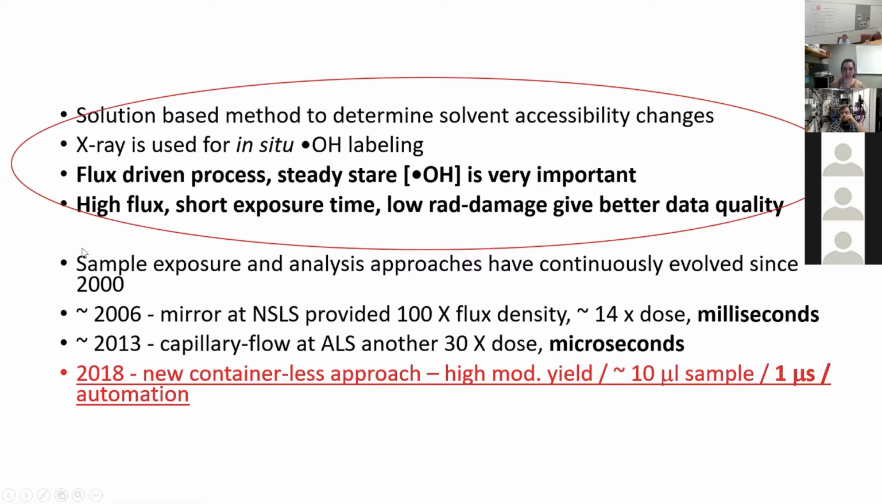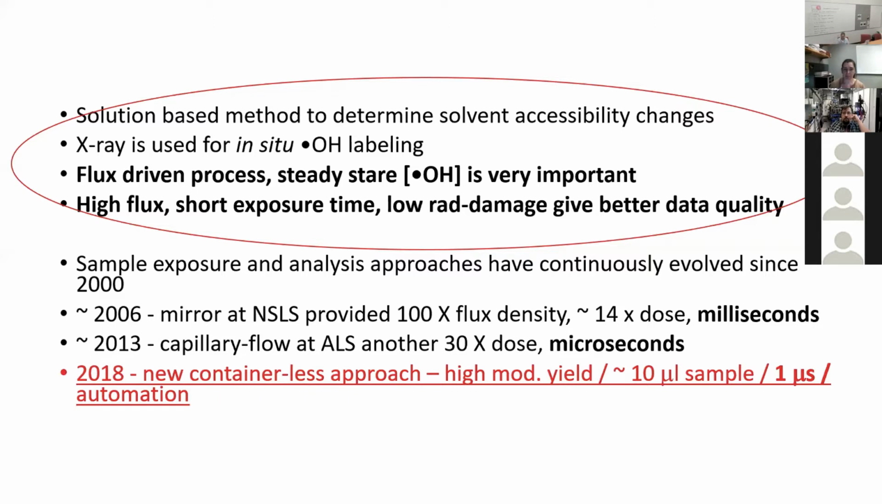So if you have more flux, high flux, short exposure, that will lead to low damage on the protein systems, and we get better data quality. So I want to focus on this one and how we can actually determine this flux issue when you come to do the experiment, and what improvement we need to do to get this high flux, short exposure, low radiation damage.